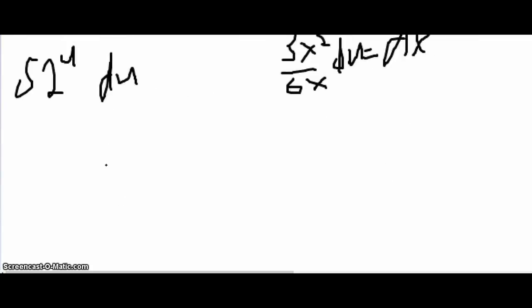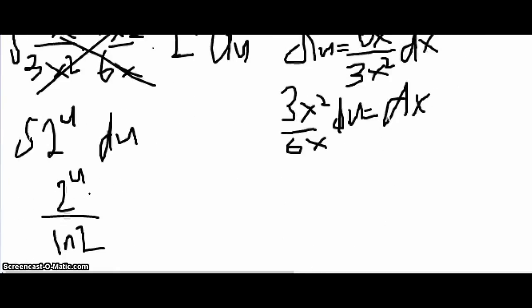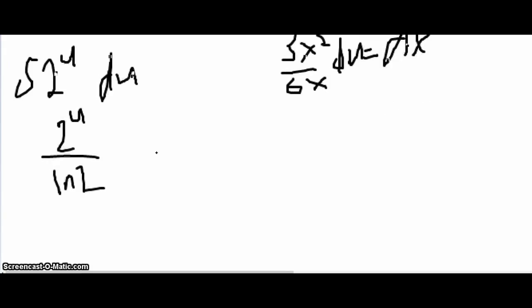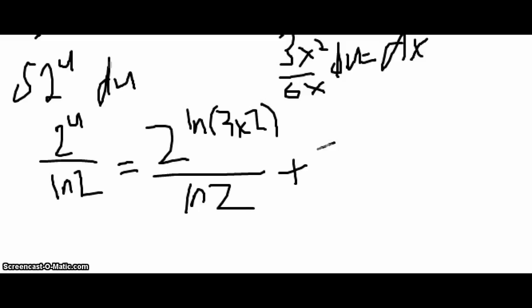So the antiderivative of 2 to the u is 2 to the u over ln 2. Now we have to plug u back into this antiderivative. So it would be 2 to the ln of 3x squared over ln 2. And don't forget the plus c.